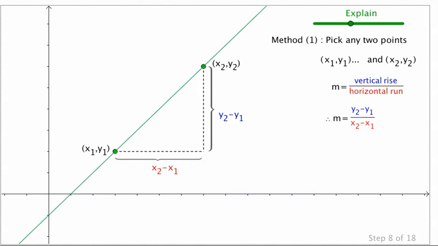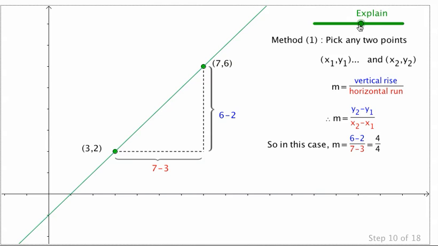And so in this case, if we display the values of these 2 points, which turn out to be (7, 6) and (3, 2), then we can calculate the gradient. So the rise is 6 minus 2 and the run is 7 minus 3, which means that the gradient is 4 divided by 4, as we can see there, and of course that's equal to 1. So in this case the gradient is 1.